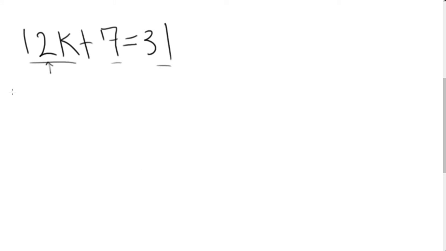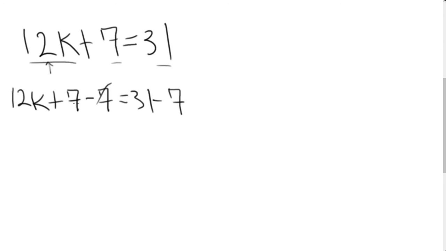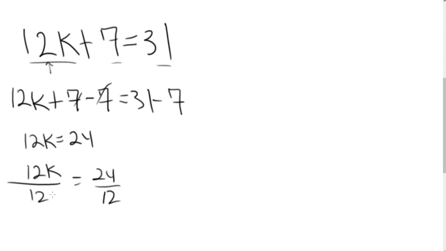So I take 12k plus 7, add the opposite, which is a minus 7, equals 31 minus 7. Add the opposite to both sides. Cancel, cancel. 12k equals 31 minus 7, 24. Now, as I said, I'm going to divide both sides by 12. So I take 12k divided by 12 equals 24 divided by 12. Now, when I divide by same signs, the sign is positive. When I divide by opposite signs, the sign is negative. The signs are the same here. So I have k equals 24 divided by 12, 2.